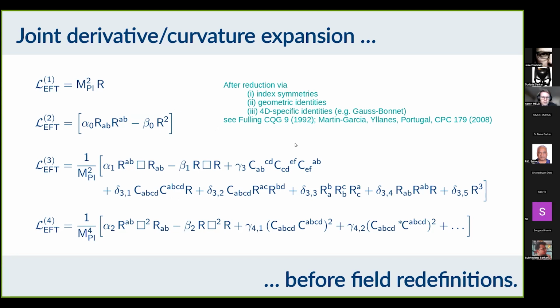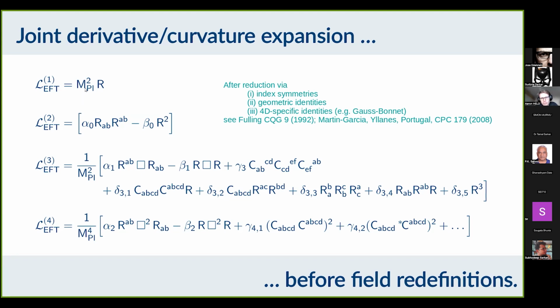Jose? Yes, one question. Are you going to say something about the fact that you are choosing M Planck as the scale for the corrections? Let's say you could have a different scale. That's absolutely right. And you can really just think of this as setting my units.